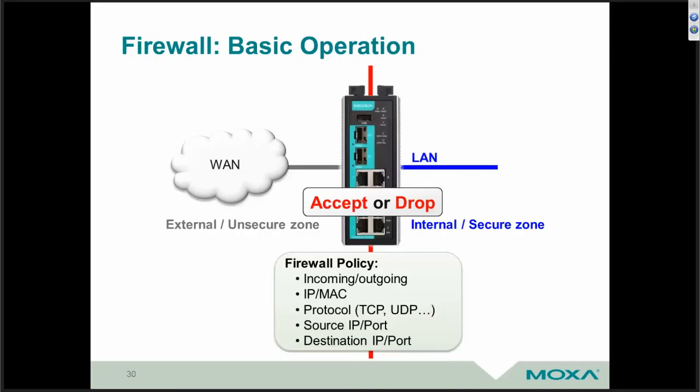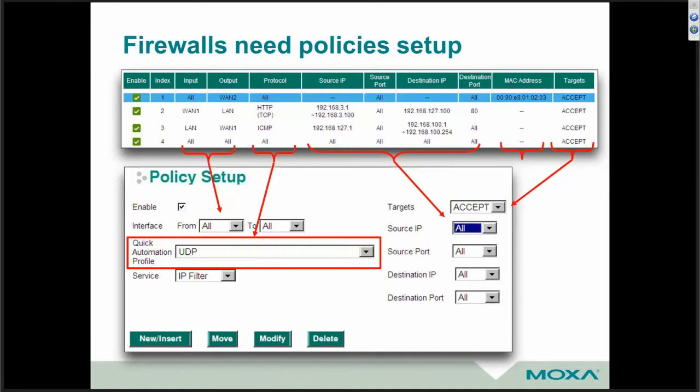So the basic operation of a firewall is either to accept or drop traffic based on policies that you set up. Those policies can be based on the IP level, the IP address, the MAC address at the MAC layer 2 layer, or TCP UDP layer 4 kind of information. So it's very, very simple in operation, but not so simple to set up sometimes. So firewalls need policies and rules to be set up.